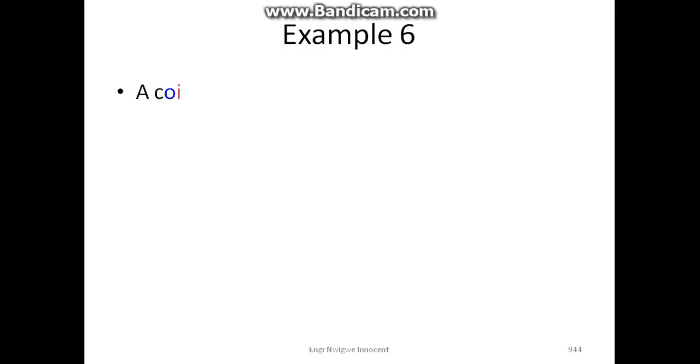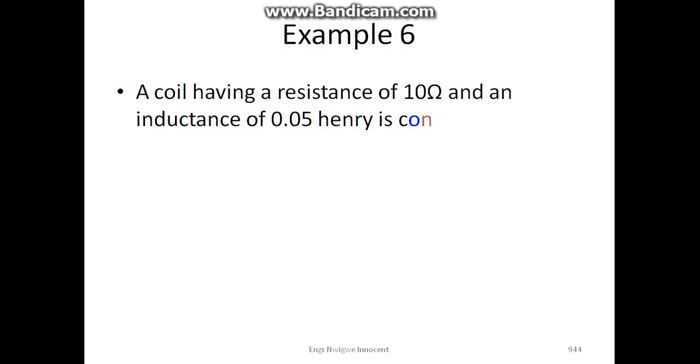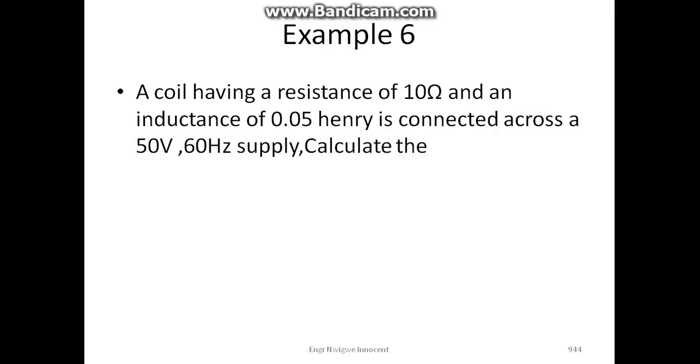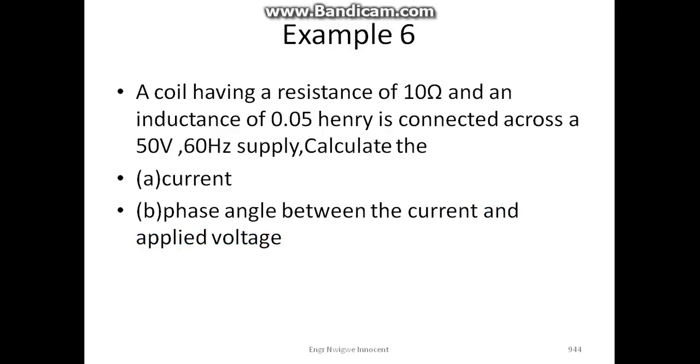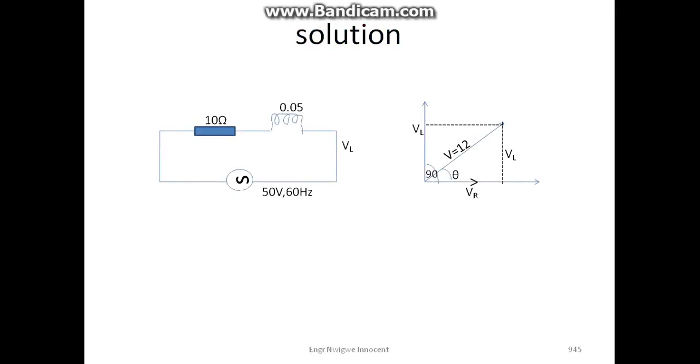Example 6. A coil having a resistance of 10 ohms and an inductance of 0.05 Henry is connected across a 50 volts 60 Hz supply. Calculate A. Current. B. Phase angle between the current and applied voltage. C. Power factor. D. Power. Solution. Figure 4.8 shows the circuit diagram while 4.40 shows the resolved diagram.